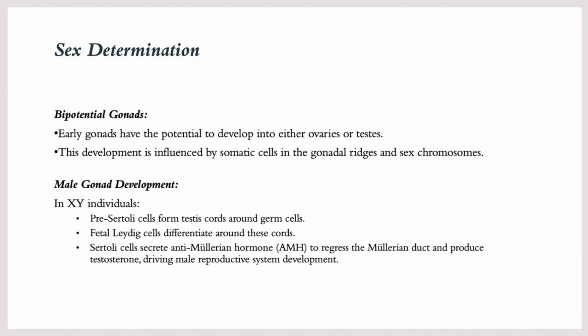So in XY individuals, which will of course be males, the supporting cells are going to form the testis cords around the germ cells. And then Leydig cells, very early Leydig cells, are going to differentiate around these cords. And later, these Leydig cells are going to produce testosterone. The Sertoli cells are going to secrete anti-Müllerian hormone. And this anti-Müllerian hormone is going to basically get rid of the Müllerian duct so that the male is not going to form the female genital tracts. This is going to drive the male reproductive system.